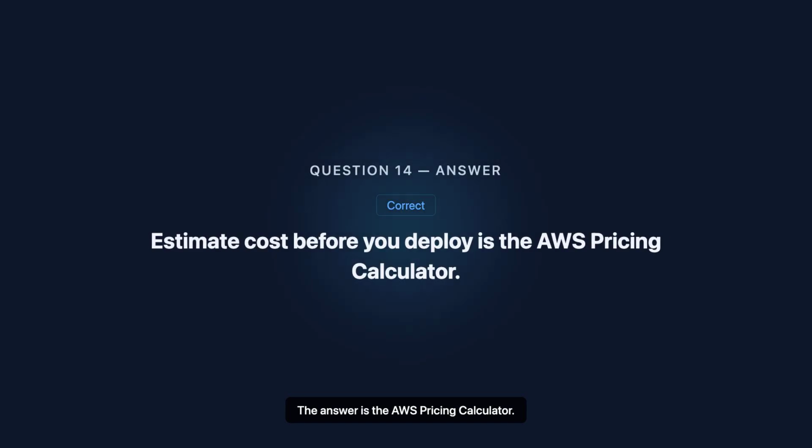The answer is the Amazon Web Services Pricing Calculator. It models the cost of a planned workload and produces a shareable estimate, all before you launch a single resource. Estimate before deploy means pricing calculator.